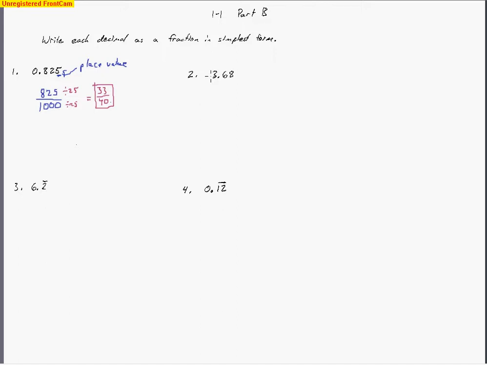So for this next one, I'm going to think of this as a mixed number. Because what I'm trying to do here basically is take this 3 and then add on the 6800ths.